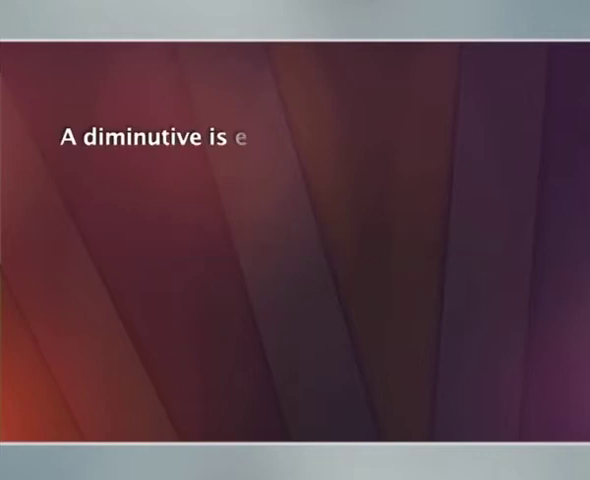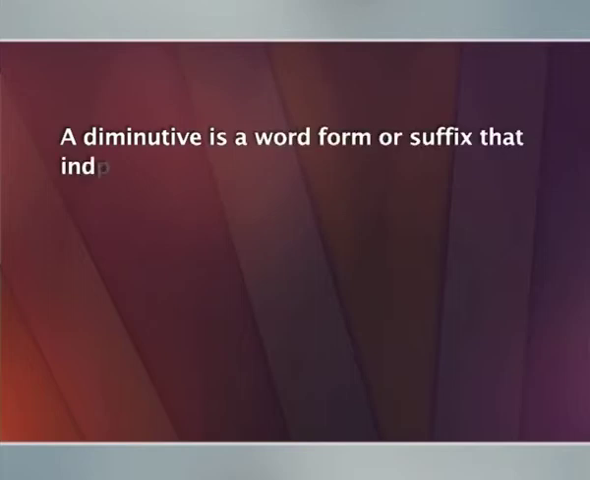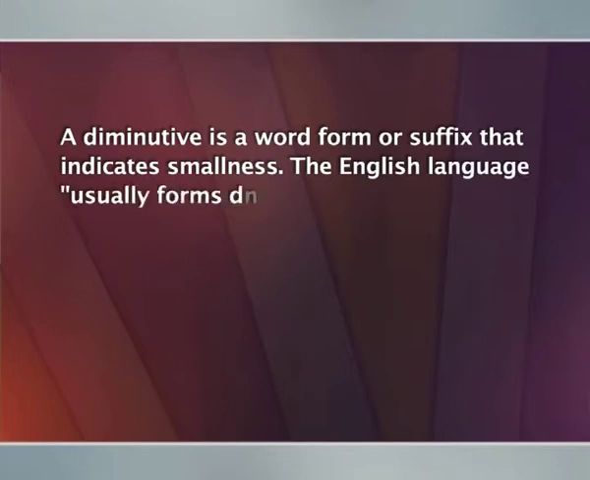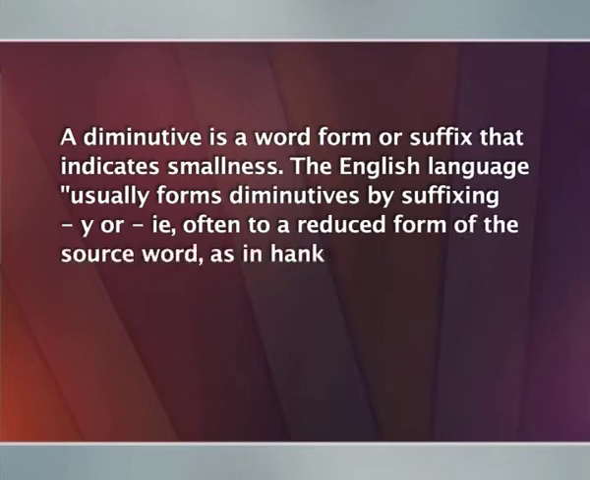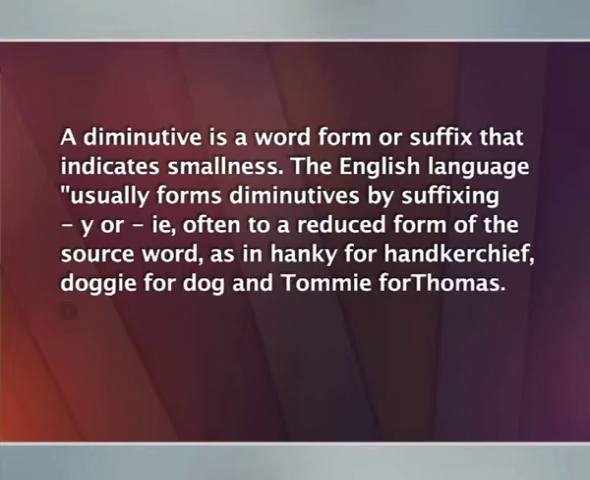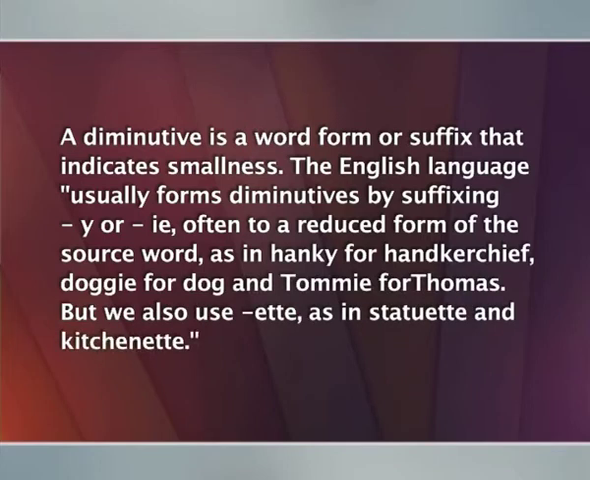A diminutive is a word form or suffix that indicates smallness. The English language usually forms diminutives by suffixing y or ie, often to a reduced form of the source word, as in hanky for handkerchief, doggy for dog, and Tommy for Thomas. But we also use ette, as in stote and kishinet.